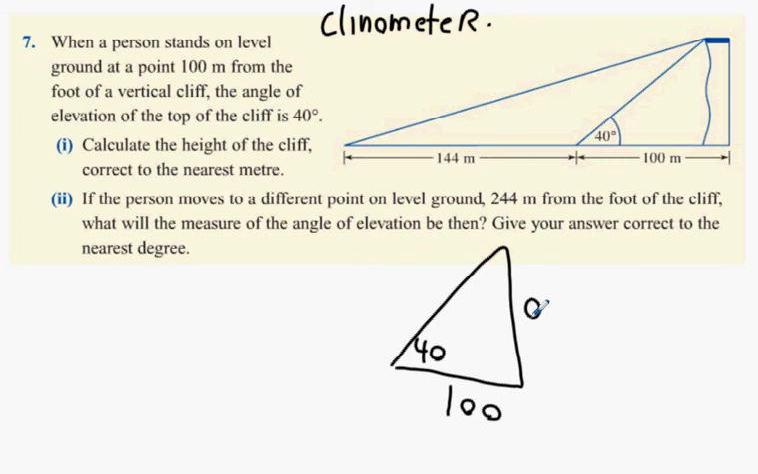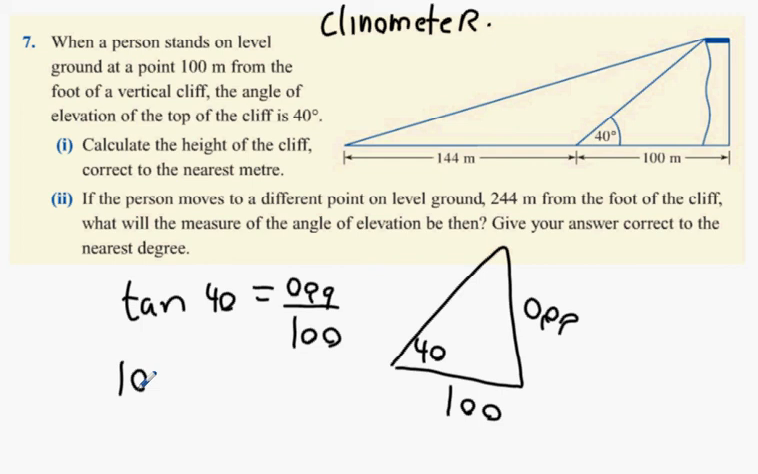Can we use Pythagoras? Why? We only know one side. What should I use then? And which choice of the three? Tan. Tan 40 is opposite over 100. So the opposite side is going to be what? And what is 100 tan 40? Okay, 84 meters. So you now know that that's 84 meters.